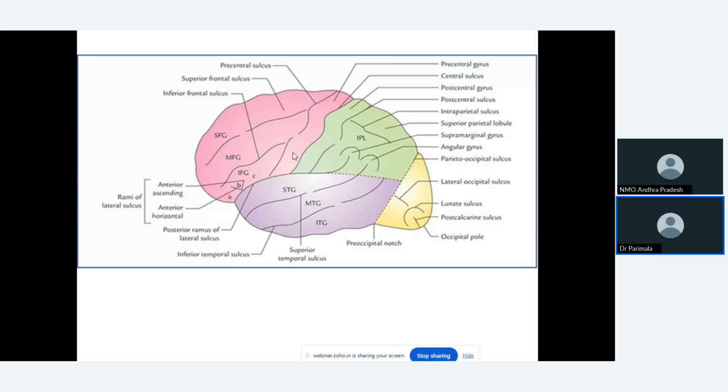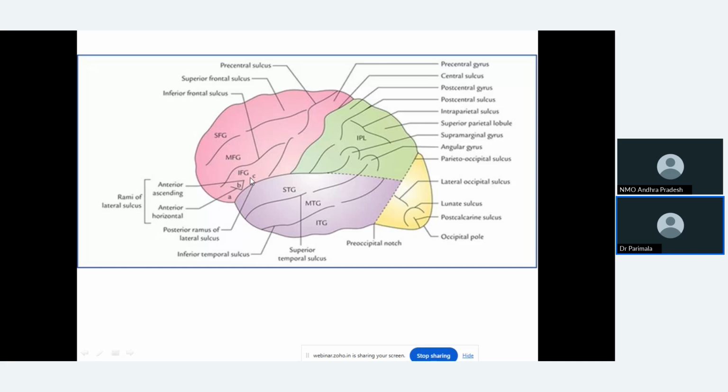So the gyrus present in front of the central sulcus is called the precentral gyrus. The sulcus here is the precentral sulcus. The rest of the frontal lobe is divided into three gyri, superior, middle and inferior frontal gyri, by two sulci, superior frontal sulcus and inferior frontal sulcus. Is that clear? So how many gyri did we get? One precentral gyrus, and three gyri: superior, middle and inferior frontal gyri.